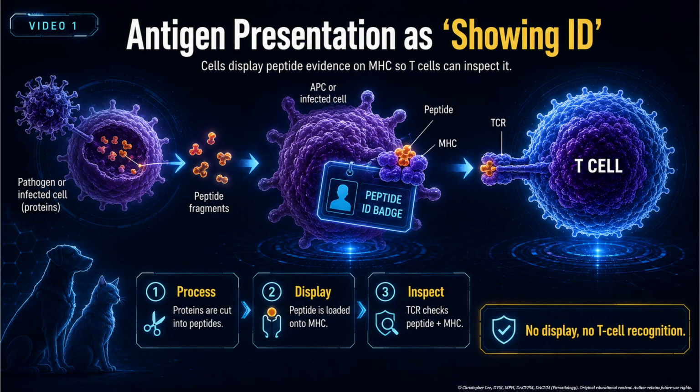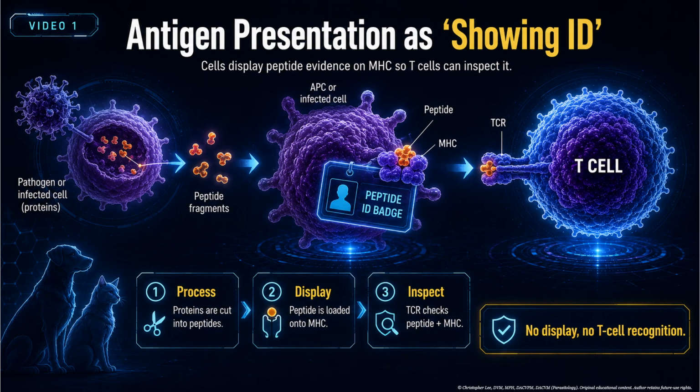A useful way to think about antigen presentation is showing ID. Cells display peptide evidence on their surface so T cells can inspect it. First, proteins are processed into peptide fragments. Those proteins may come from a pathogen, an infected cell, or material that an antigen-presenting cell has taken up. Second, those peptide fragments are loaded onto MHC molecules. Third, T cells inspect the peptide-MHC combination using their T cell receptor.